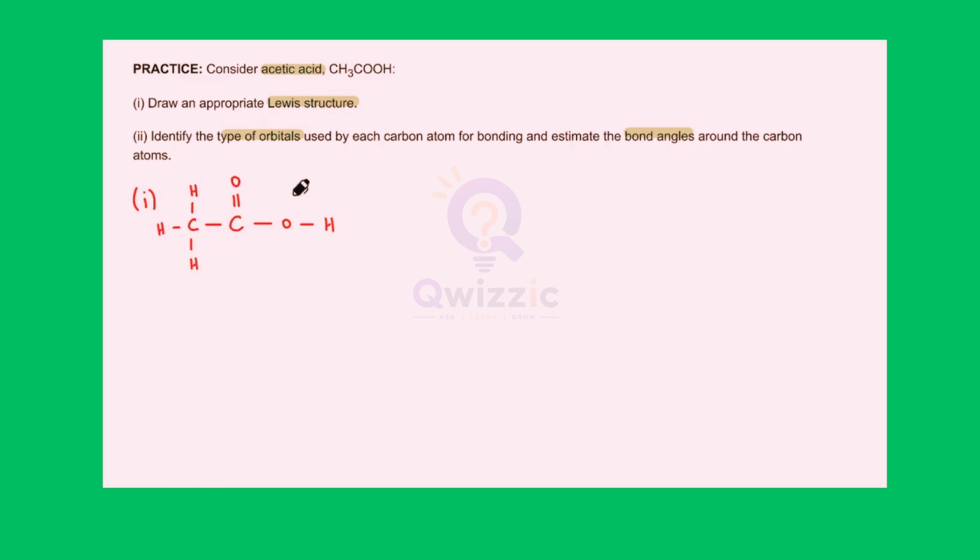We want to make sure that each carbon has 4 bonds. This is the case. We also want to make sure that each oxygen has 2 bonds. This is also true. And 2 lone pairs based on the octet rule. So we're adding 2 lone pairs for each oxygen. Each hydrogen is going to have a single bond. So we have the Lewis structure.